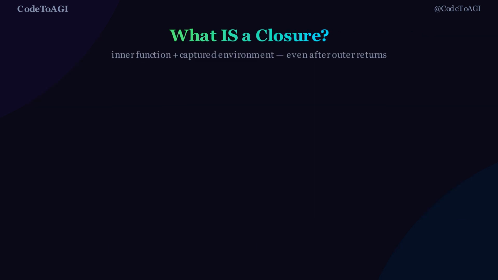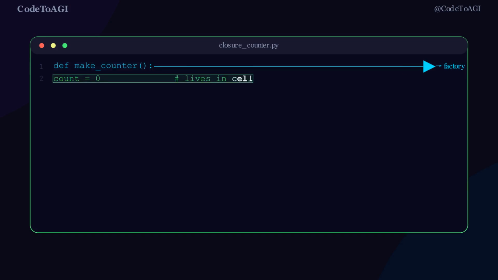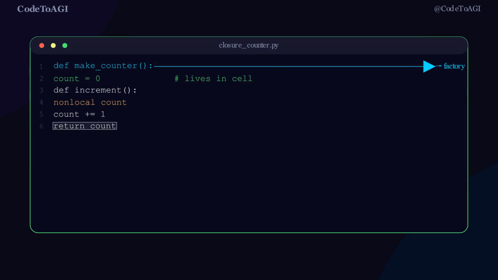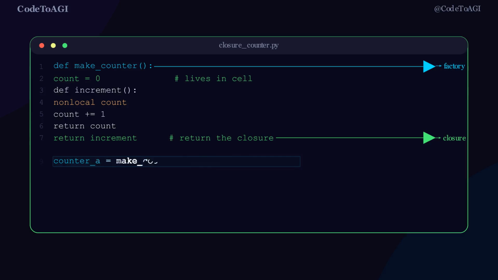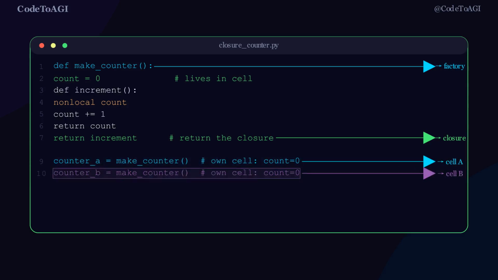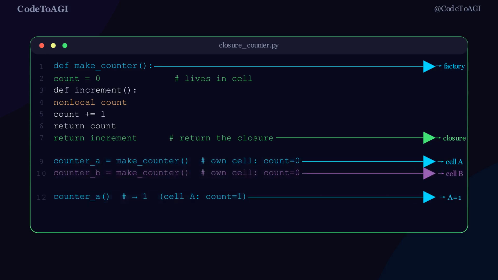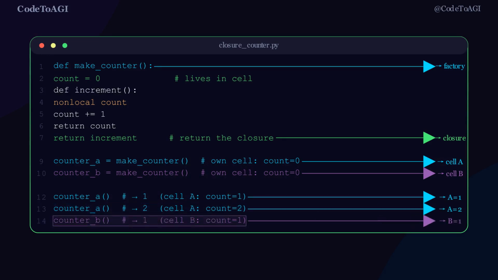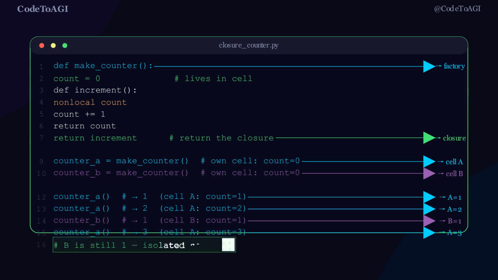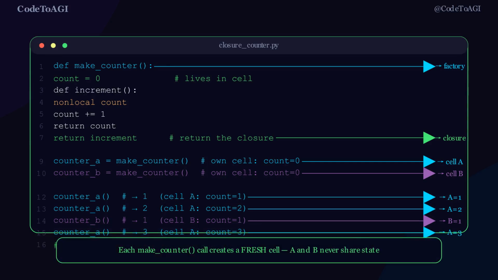Now we can define a closure precisely. A closure is an inner function that captures and remembers variables from its enclosing scope, even after the enclosing function has returned and its stack frame is gone. Look at the code. We define make_counter. Inside we define count equals 0. Inside we define increment. It uses nonlocal count, increments, and returns count. make_counter returns increment, the inner function. Now we call make_counter and store the result in counter. make_counter's stack frame is gone.